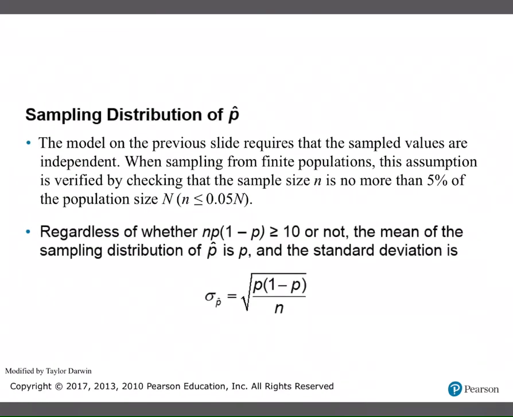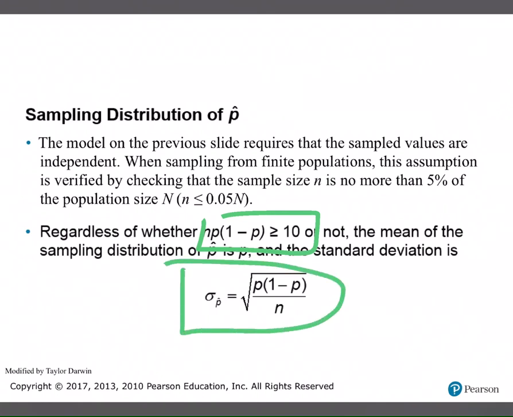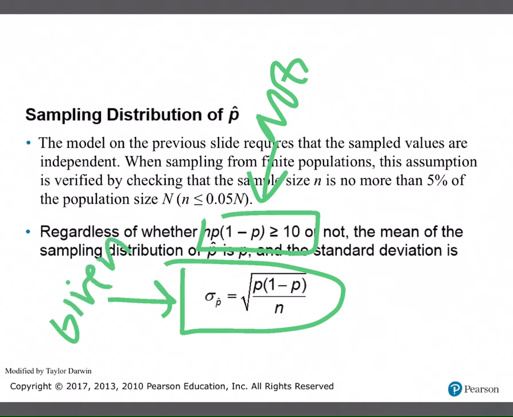So once again, you want the sample size to be no more than 5% of the population. To be honest, I don't worry too terribly much about this rule, but I do want you to always check that n times p times 1 minus p is at least 10. If it's not, it means it's not normally distributed. And once again, this is the standard deviation formula. You are not given this, but you are given this on your formula sheet.